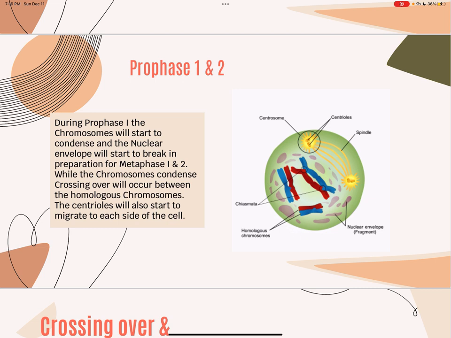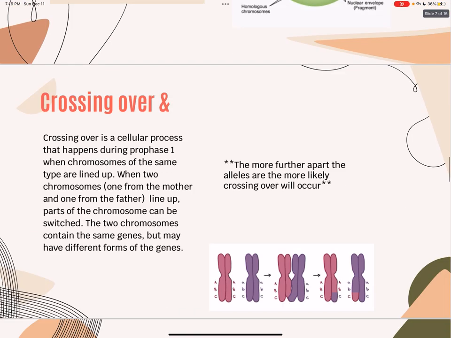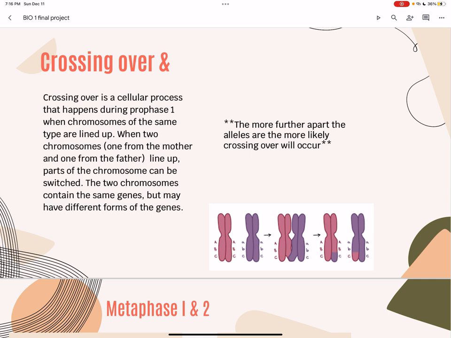middle of the chromosome. And this is also when crossing over will occur. Crossing over is the cellular process that happens during prophase 1, when chromosomes of the same type are lined up. When 2 chromosomes, one from the mother and one from the father, line up, parts of the chromosomes can be switched. So different alleles can be switched. The 2 chromosomes contain the same gene, but may have different forms of genes.